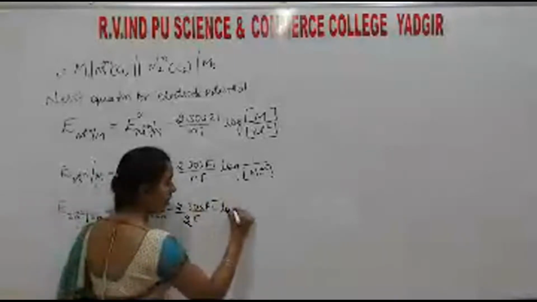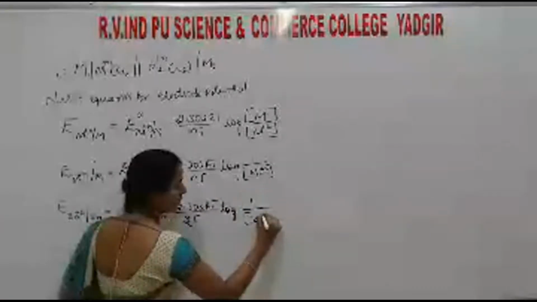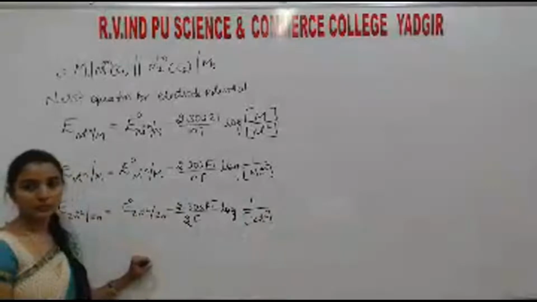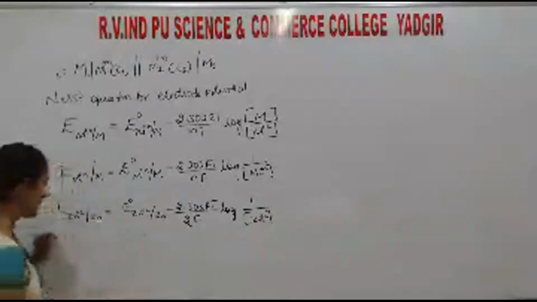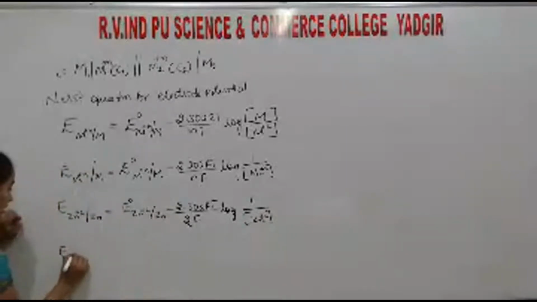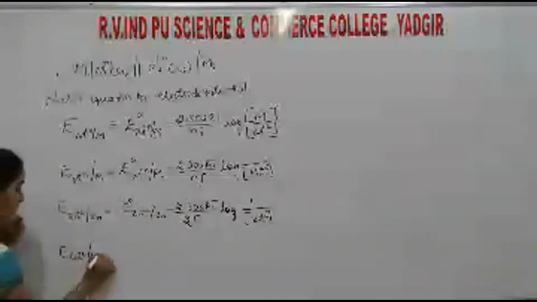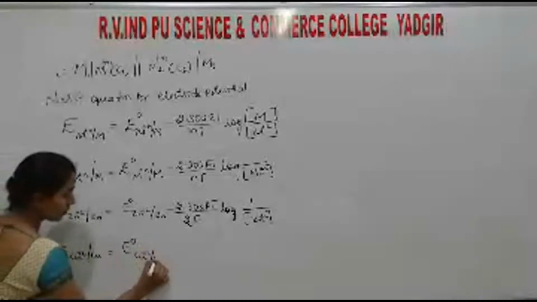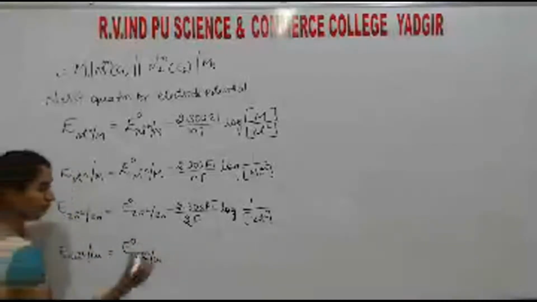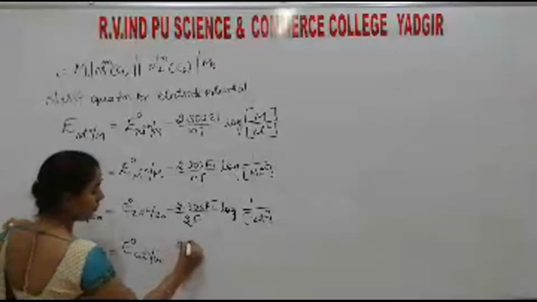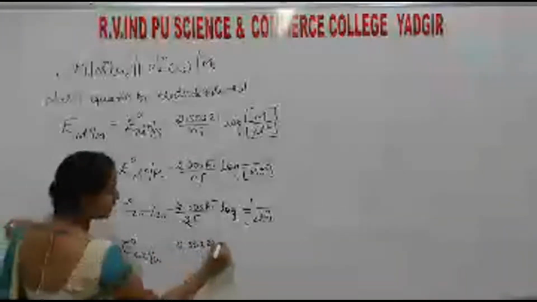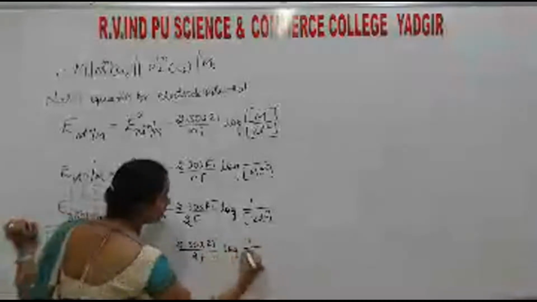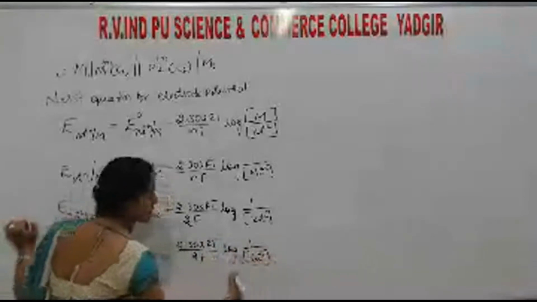1 divided by concentration of Zn plus 2. Okay, next result. E Cu plus 2 bar Cu is equal to E naught Cu plus 2 bar Cu minus 2.303 RT divided by 2F log 1 divided by Cu plus 2 ion.